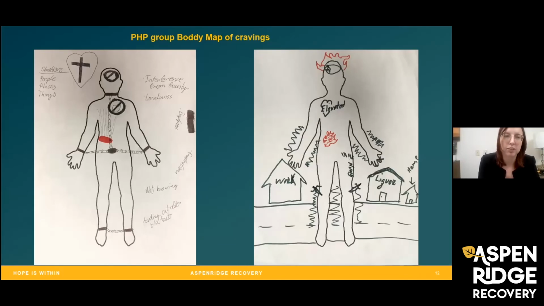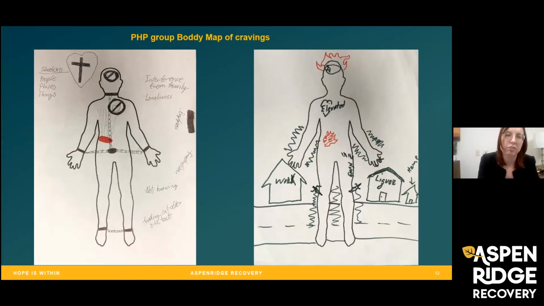Here are two examples from groups, and we can see the red spot on both of the bodies there, and that is because of alcohol impacting people's livers so much. A lot of people end up in the hospital for liver damage before they come to us. And so that was something that both of those people indicated, and many other people have indicated as well.